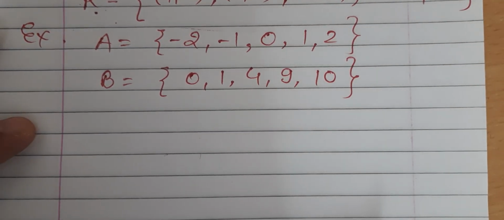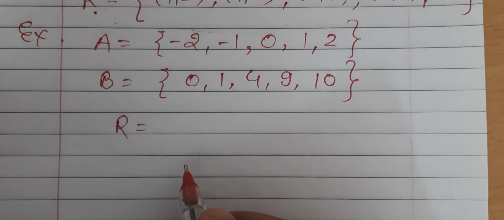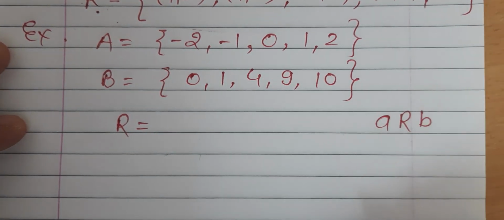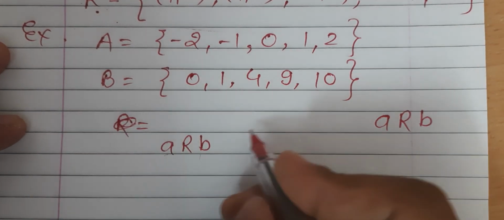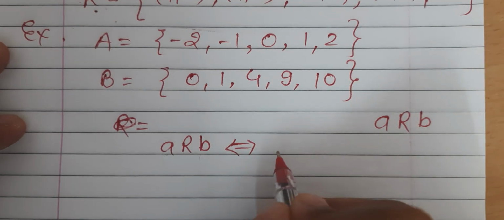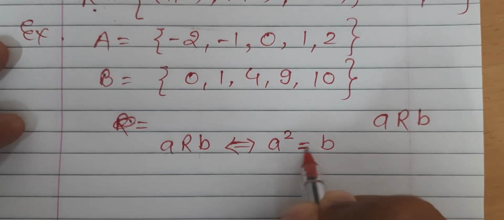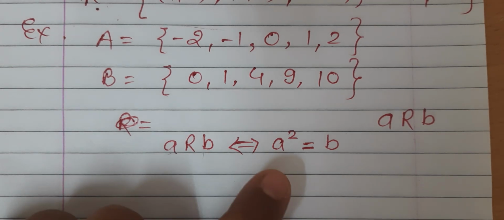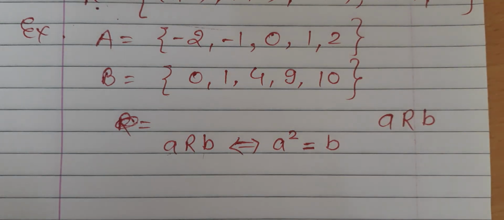Now let us take one more example. We are given two sets and a relation is defined as how A is related to B. The relation is defined so that the square of the first element is equal to the second element. How are A and B related? Square of A is equal to B. Now what is this AB?